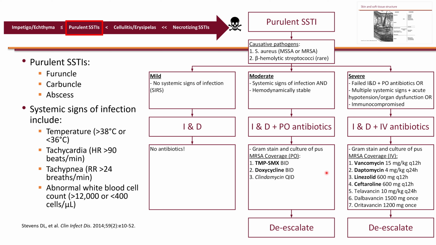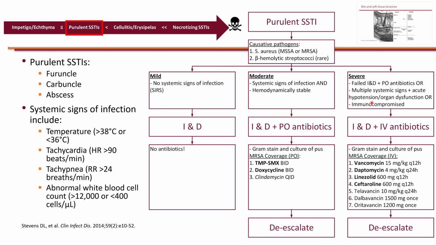Now, if there are culture results available, of course, we want to de-escalate once the culture results come back. Of course, these are pretty narrow in general, so there's not much we can de-escalate. But for example, when we go to severe, and that's essentially if somebody previously had incision and drainage and PO antibiotics and they failed treatment, they essentially get labeled as severe infection and they would require IV antibiotics in addition of incision and drainage.